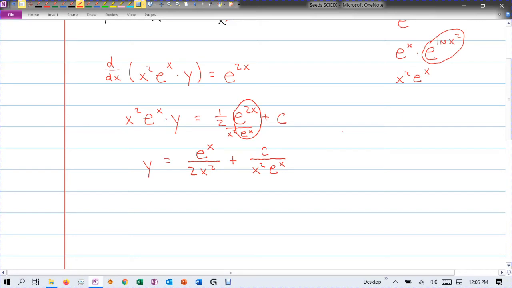This is number 21. Yeah, they write it a little different, but it's the same thing. Okay, moving along. Number 22.